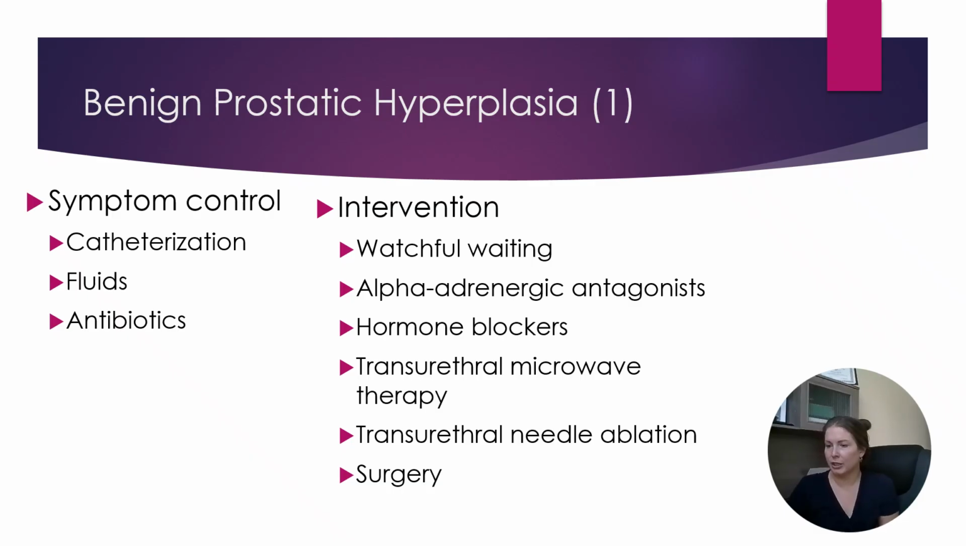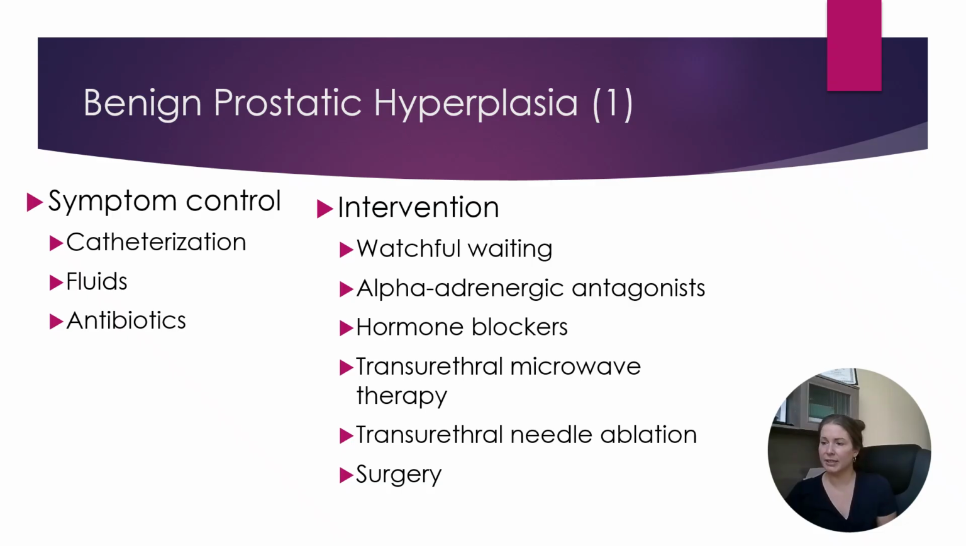The alpha-adrenergic agents, so your alpha blockers, that's what these are. That's going to be like your tamsulosin or your doxazosin. It's going to relax the smooth muscle in the prostate and bladder neck to improve the urine flow. Okay, we have hormone blockers, so finasteride and dutasteride. Those are going to shrink the prostate.